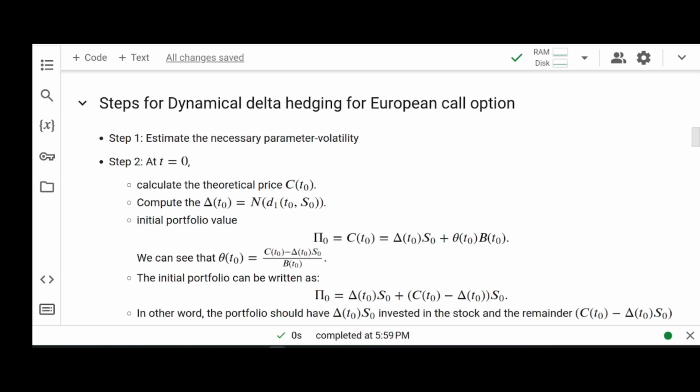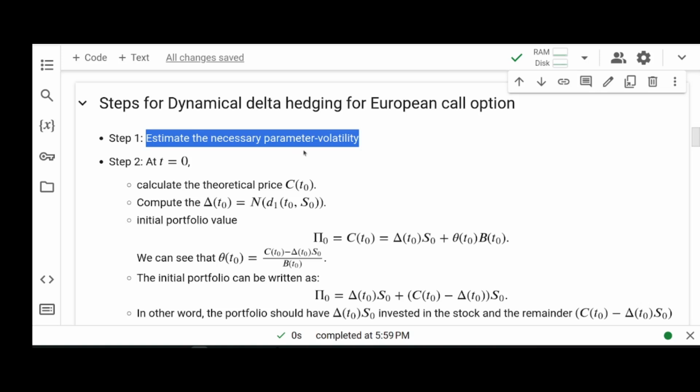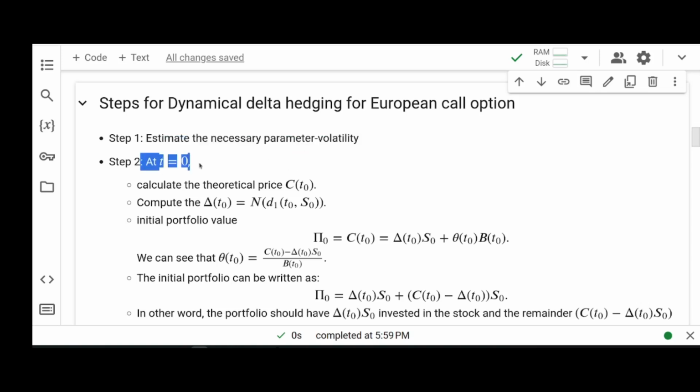Let us see the detailed explanation of the code on how to dynamically hedge a European call option in Python. To revise from the previous discussion, first we have to estimate the parameters like volatility and other parameters. At inception, or at t equals 0, we calculate the initial theoretical price of the call option.